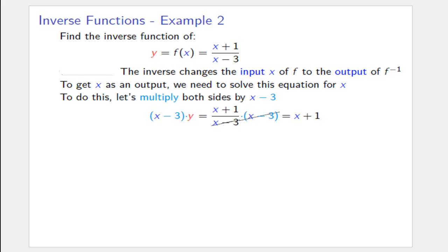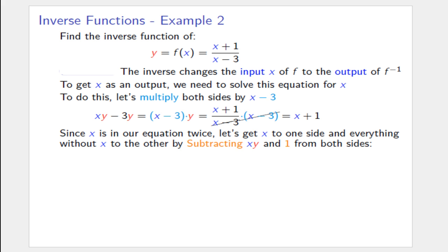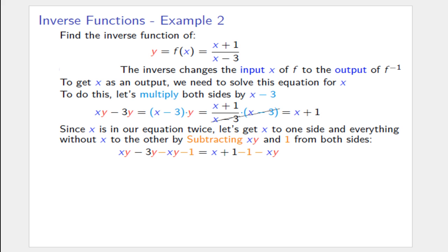On the left, we can distribute to have x times y minus 3 times y. Now since x is in our equation twice, let's get x to one side and everything without x to the other side by subtracting xy and 1 from both sides. This will give us xy minus 3y minus xy minus 1 equals x plus 1 minus xy.